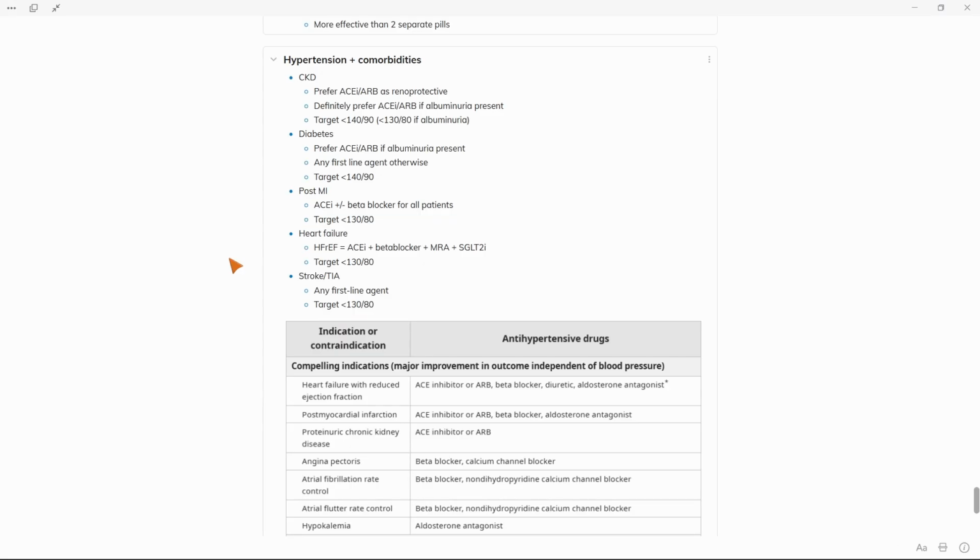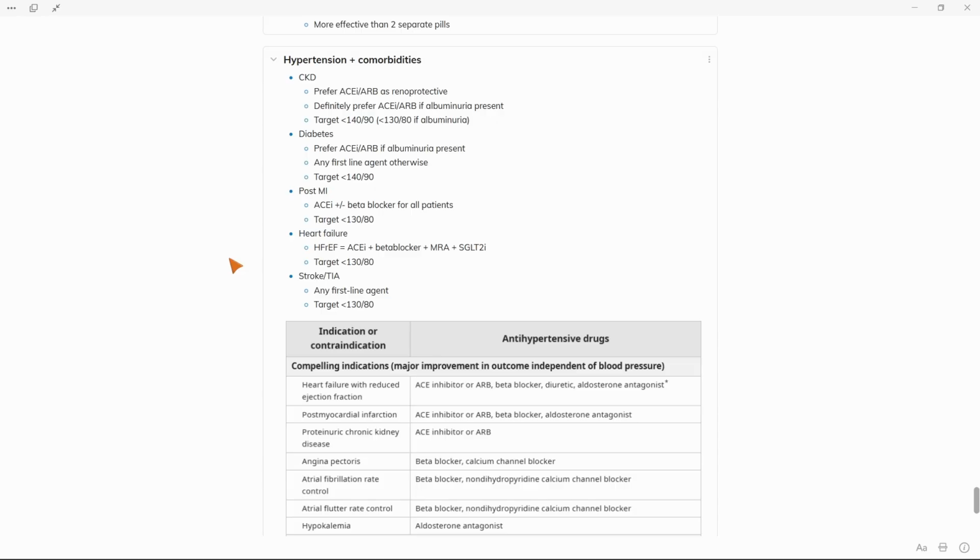Now, when a patient has hypertension, they may also have other comorbidities, and depending on their comorbidities, it will influence the choice of antihypertensive that you choose. So if the patient has chronic kidney disease, then we prefer an ACE inhibitor or an ARB because they are renal protective. If the patient has albuminuria, then we definitely prefer an ACE inhibitor or an ARB. And the target is less than 140/90 for chronic kidney disease. And if they have albuminuria, less than 130/80 is the target.